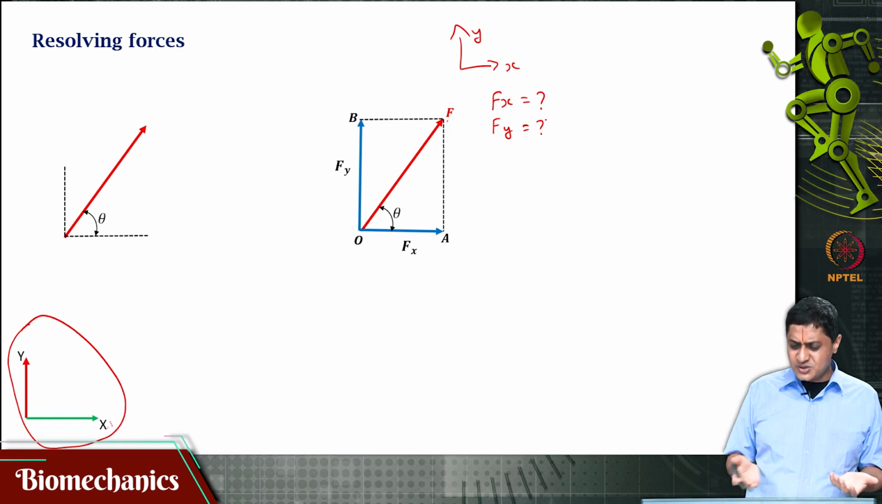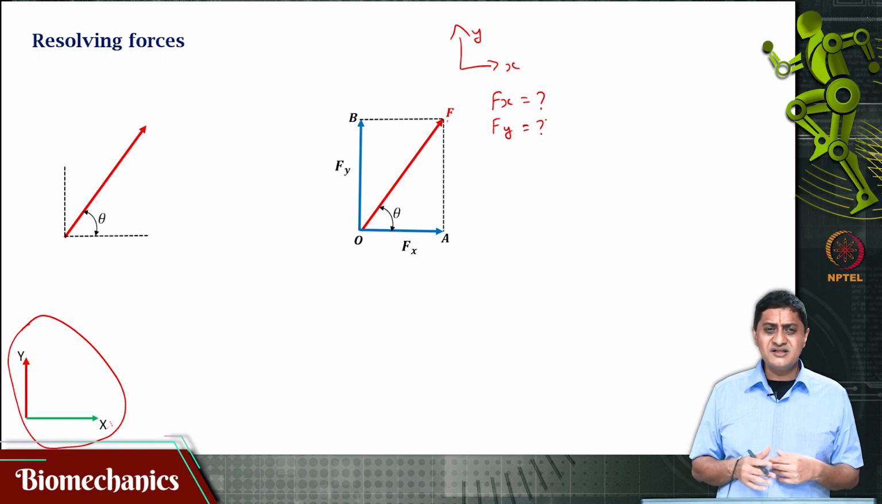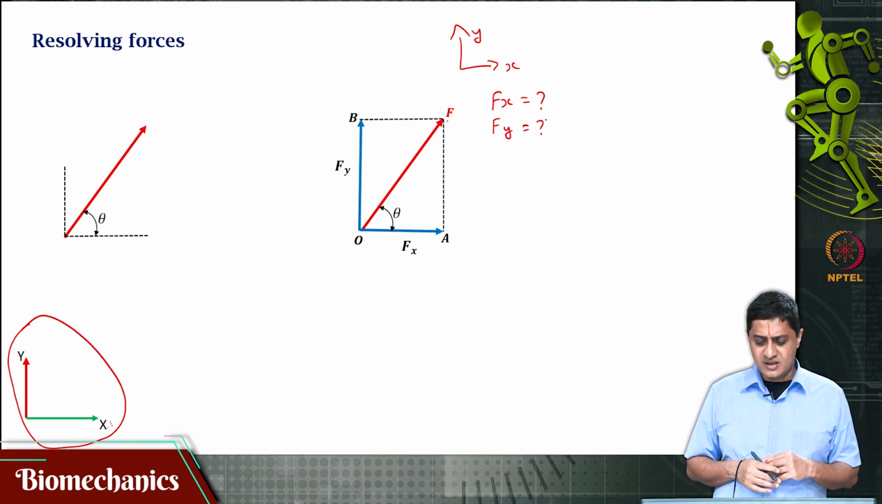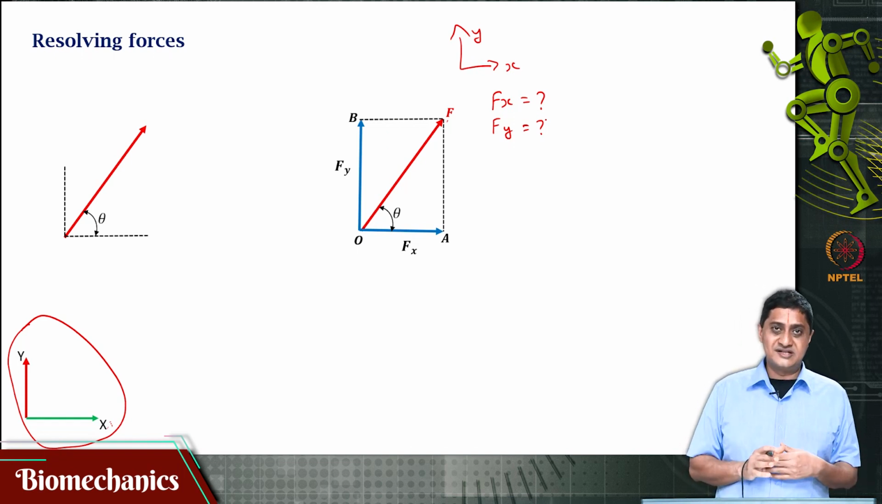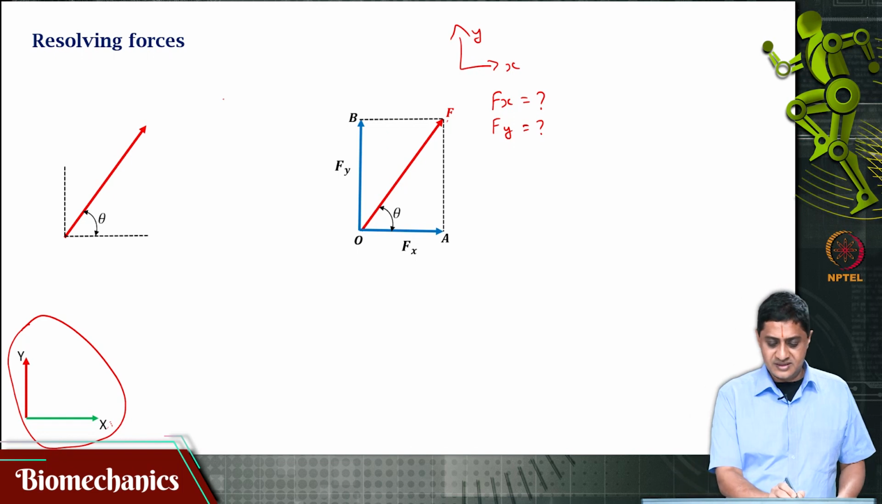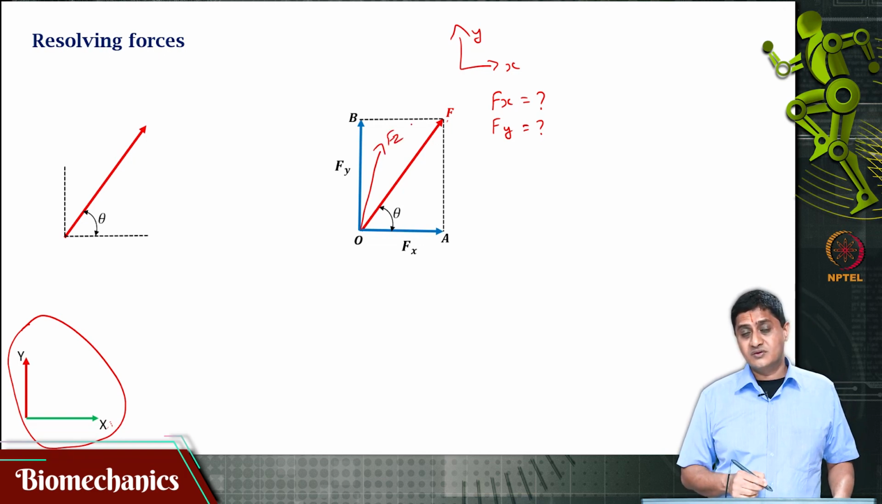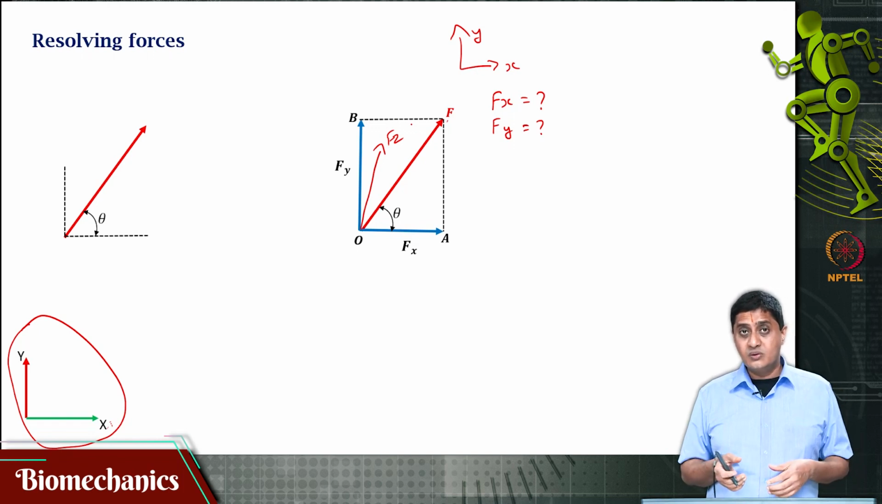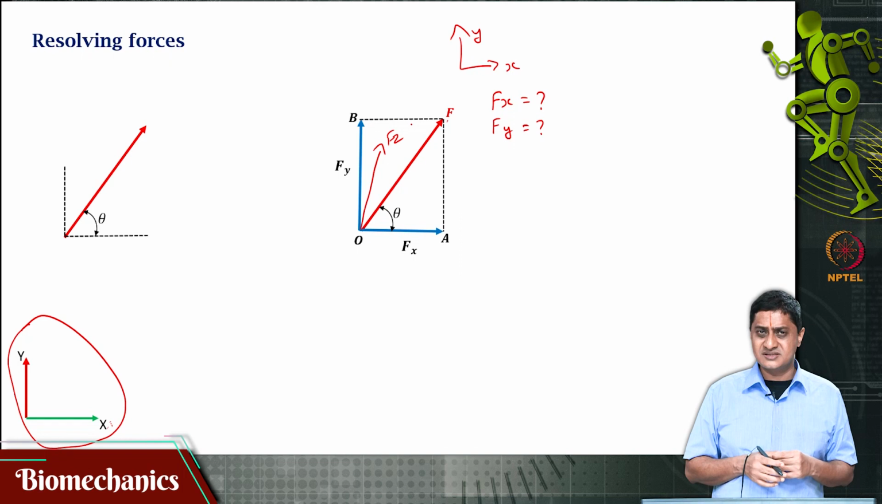Why do you have to do this? Because you know F. I know F. What is the point in resolving this into corresponding x and y? Well, in this problem you know F already, there is no other force. But suppose there is a different problem in which there is one more force that is also acting from O, which I am going to call F2. Now, I would like to know what is the total force that is acting, for example, and what is the direction.